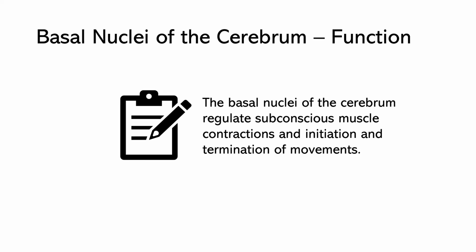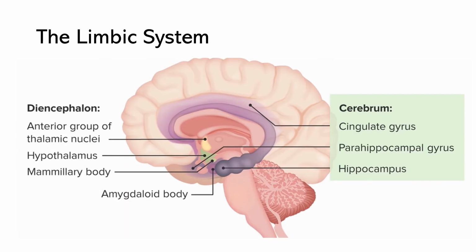These also regulate the initiation and termination of our movements, as well as subconscious muscle contractions, like those arms swinging when you run or jog. Or also, when you think about it, if a person tells you a joke and you subconsciously start to laugh without forcing yourself to laugh, this is also controlled by those basal nuclei.